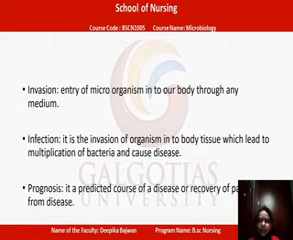Okay, now next we come to the term prognosis. Prognosis means the predicted course of disease, or we can say recovery of a patient from a disease. Basically, prognosis is the recovery rate of a patient from any disease condition. For example, if the patient is suffering from cancer or any other disease condition, the physician will tell us the patient has a 10% recovery rate, or a 90% recovery rate.